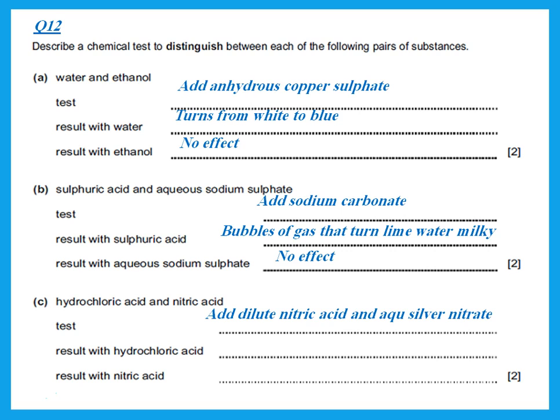So let us say if I say add dilute nitric acid and aqueous silver nitrate, this is test for which one? Test for chloride. The one with chloride will give white precipitate. The other one, no effect. Or I could do the test for nitrate. In that case, it's the nitric acid that will give me a result. The other will not.